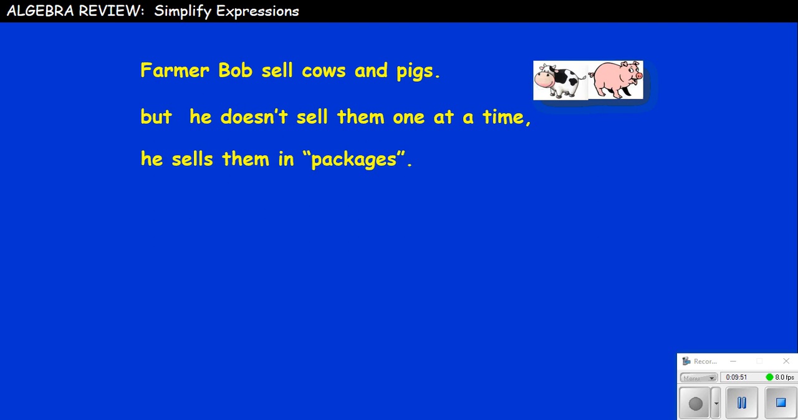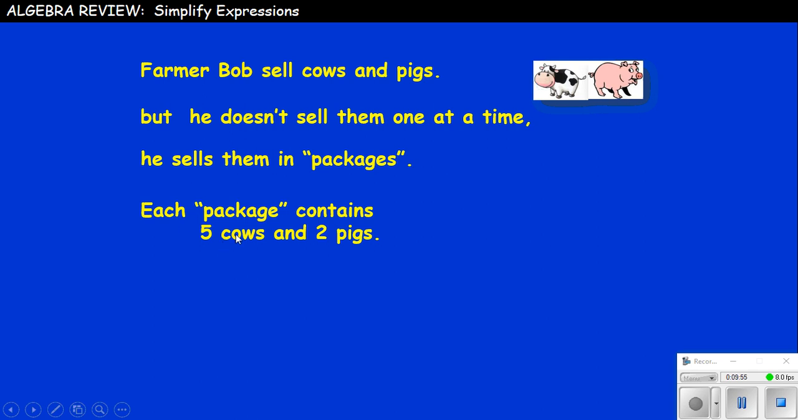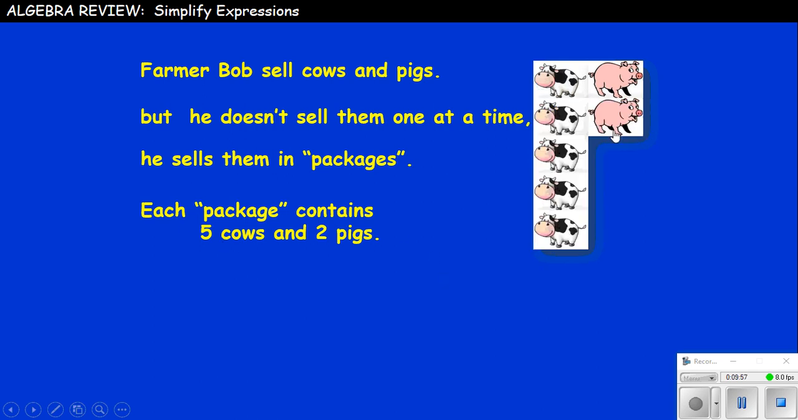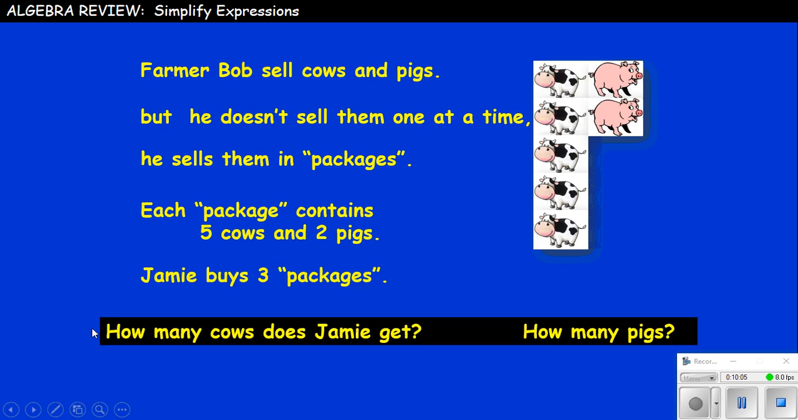And in his package of cows and pigs, there are 5 cows and 2 pigs. So you can't just buy 1 cow. You have to buy 5 cows and 2 pigs. Jamie, she buys 3 packages of them. How many cows will she get and how many pigs will she get? Well, it's not really that hard. She's going to buy 3 packages. Each package has 5 cows. So 3 times 5 will give us 15 cows. For the pigs, each package has 2 pigs, and she buys 3 of them. 3 times 2 will give us 6 pigs.